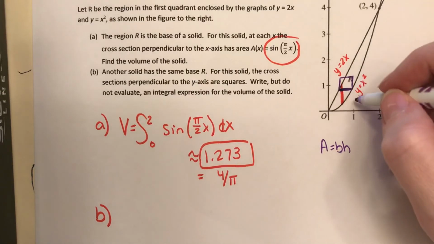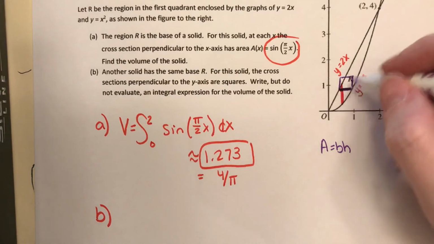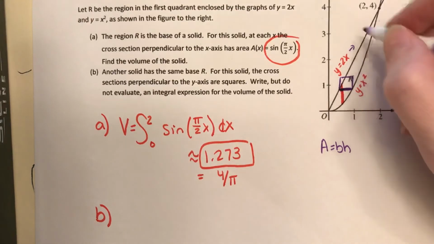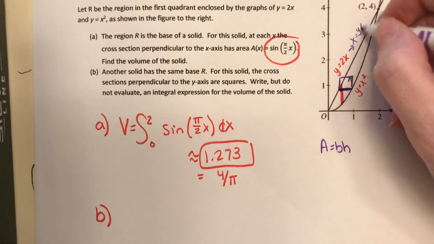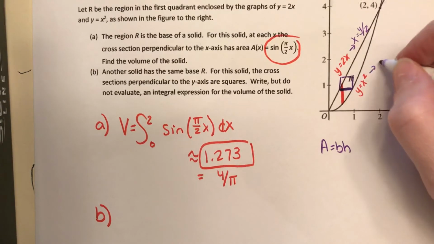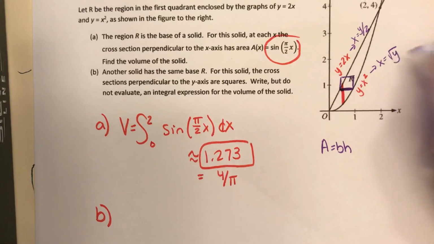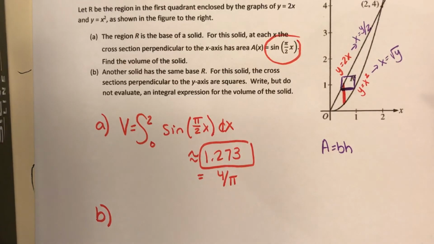The problem is this is perpendicular to the y-axis, so I need these formulas in terms of y. So I'm going to do a little converting. So here x would equal y over 2. And here x would equal plus or minus the square root of y, but since we're in the first quadrant, it's the positive square root of y.